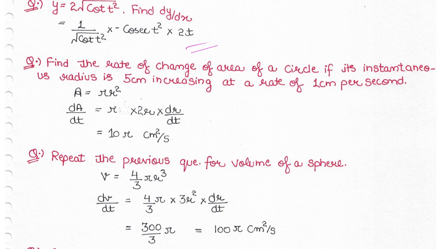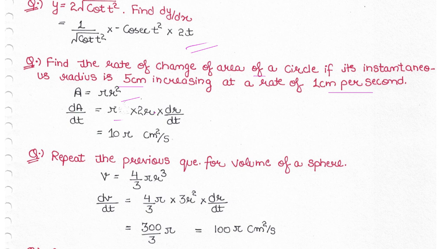In this problem, find the rate of change of area of a circle if its instantaneous radius is 5 cm, increasing at a rate of 1 cm per second. So the area of a circle is equal to pi r square, where r is the radius of the circle. So we are going to calculate the rate of change of its area. So dA/dt is equal to 2 pi r into dr/dt.